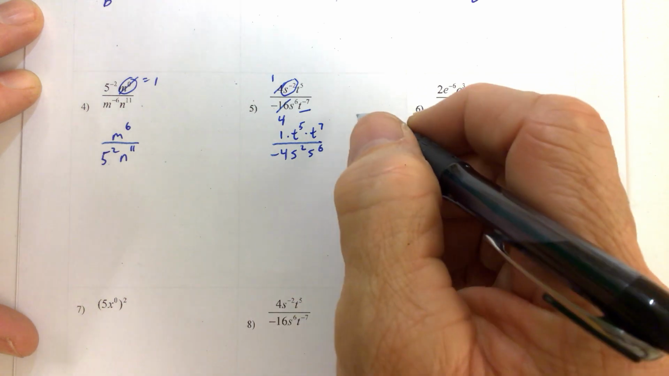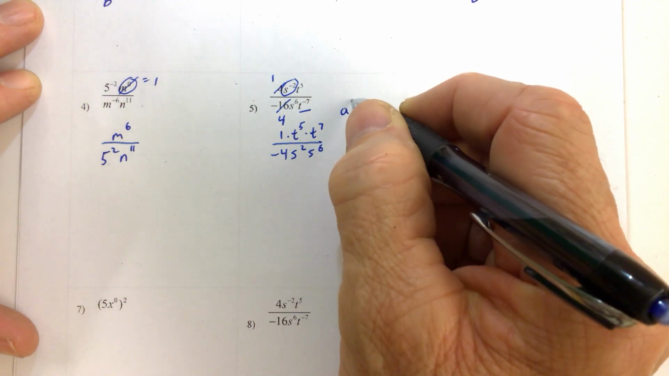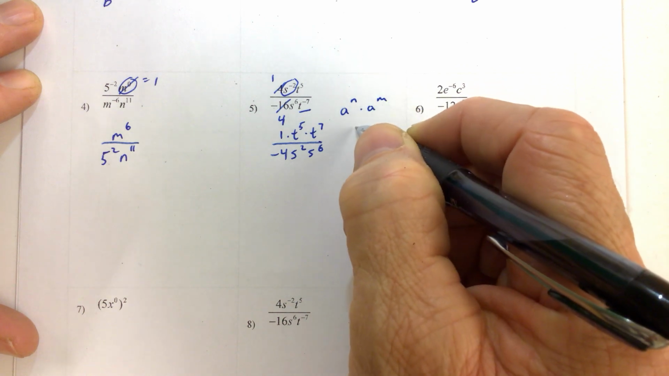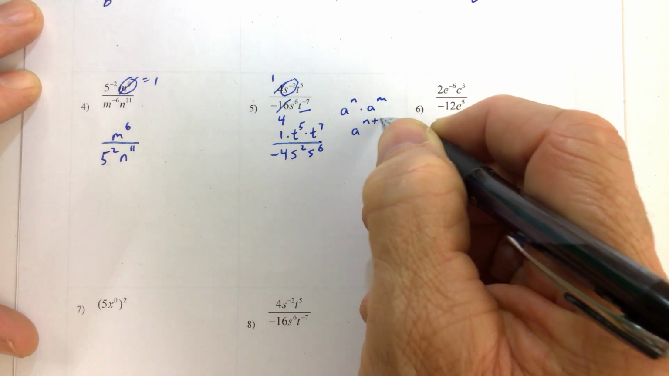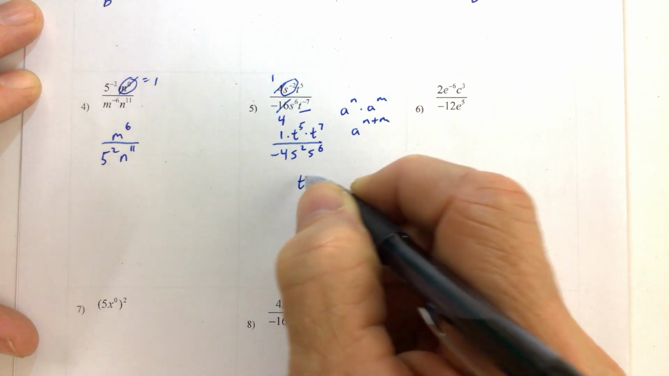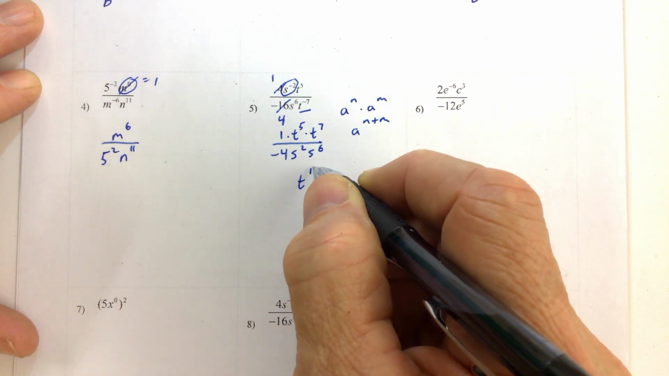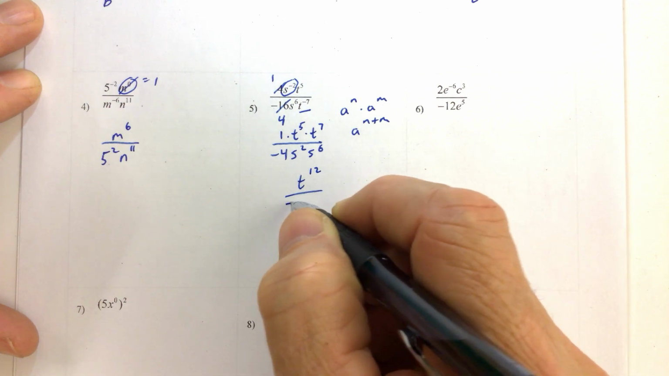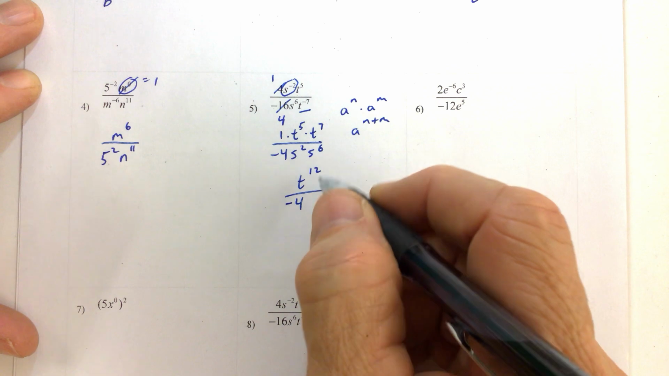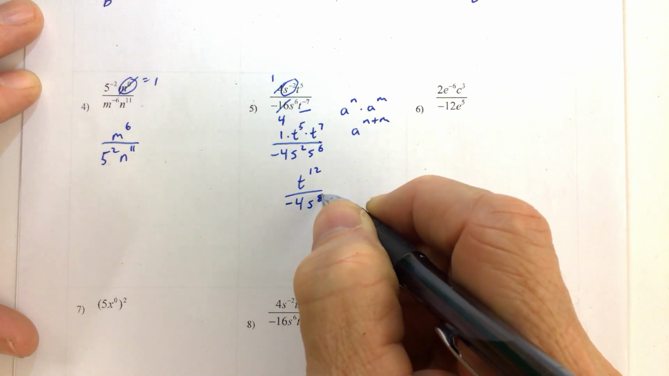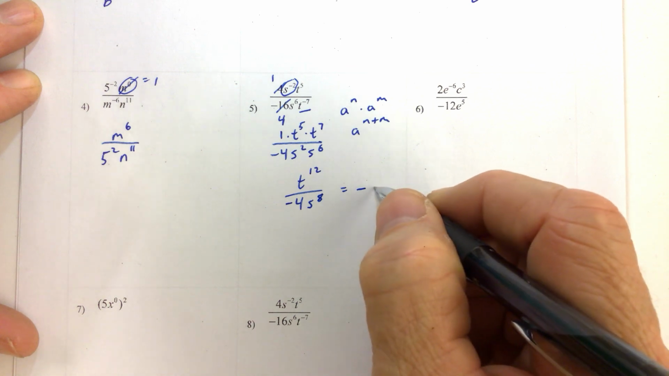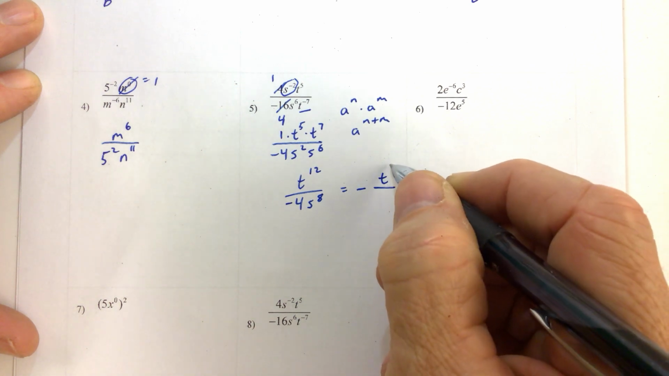Then we use the property of exponents that says a to the n times a to the m equals a to the n plus m, and therefore when the bases are the same, we add the exponents. T to the 5 plus 7 is 12. On the bottom, we still have that negative 4, and we have s to the 2 plus 6, so s to the 8th. And really we can move that negative sign to the front if we want.